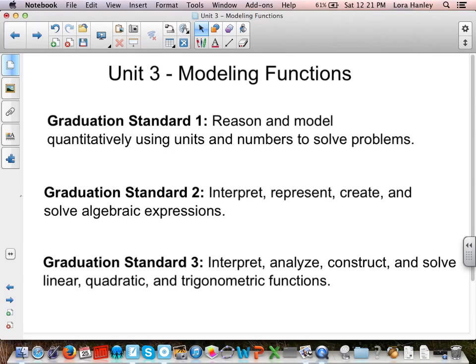Today we are beginning Unit 3, Modeling Functions. The graduation standards covered will be Graduation Standard 1, Reason and Model Quantitatively using units and numbers to solve problems. That's a supporting standard. Standard 2, Interpret, Represent, Create, and Solve Algebraic Expressions. And Standard 3, Interpret, Analyze, Construct, and Solve Linear, Quadratic, and Trigonometric Functions. Standard 3 is the one we're focusing on the most here.